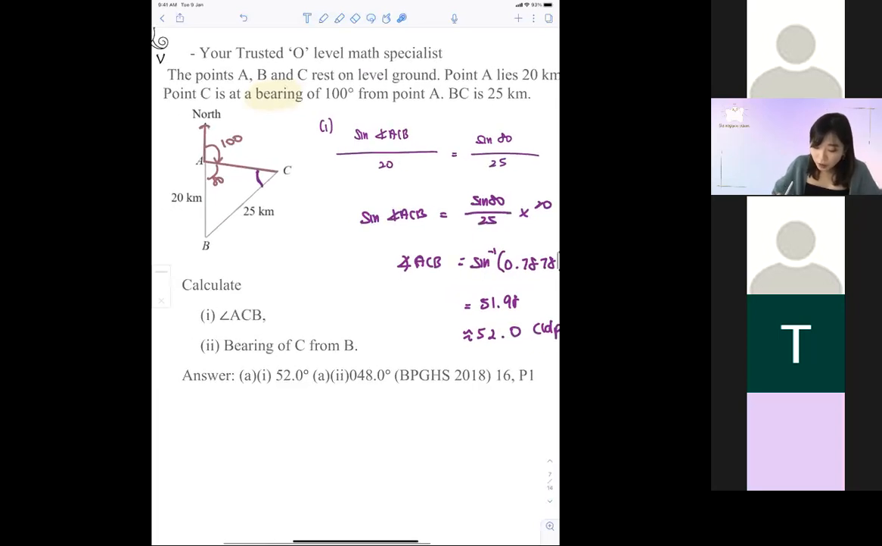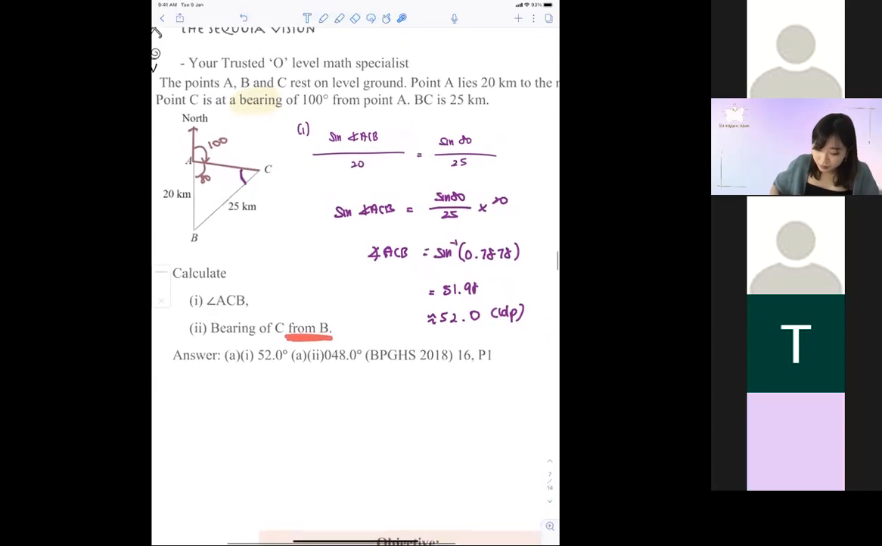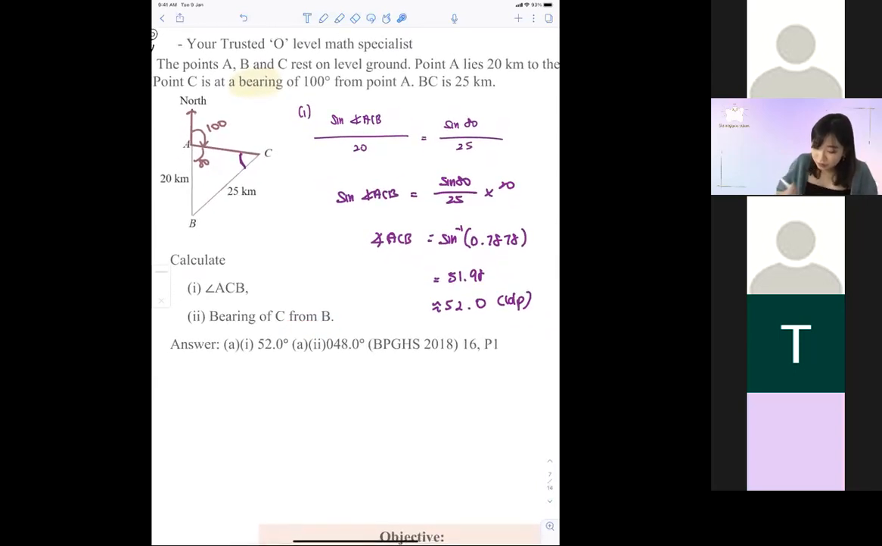So now you want to find the bearing of C from B. That means the north I must draw at B. This is where I must draw the north. Just nice, A is due north of B. This whole thing is a straight line. So this is your north.